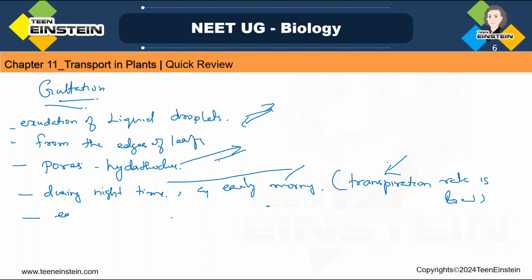So here you will get questions from means of transport, then plant water relation, ascent of sap, transpiration, then the flow and transport. Okay, so these are the main topics which you need to cover from this chapter.